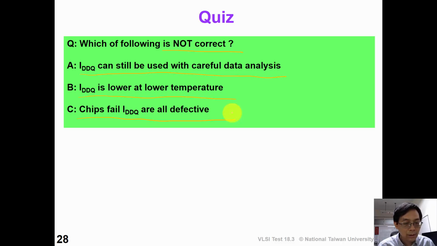Okay. A is correct. B is also correct. C is not correct. There are chips that fail IDDQ which are still functionally correct. Have you got it correctly?